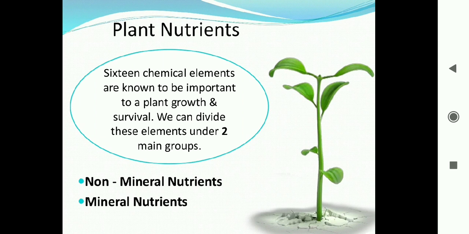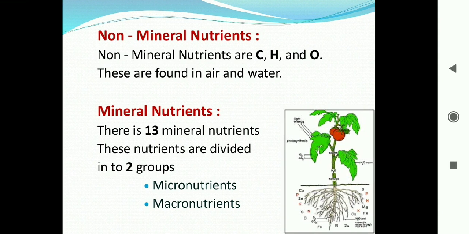So the non-mineral nutrients are those required by the plant which it gets from the air and water. These are called non-mineral nutrients, and mineral nutrients are those elements required by the plant which it gets from the soil. So it is called a mineral nutrient. As we know there are 16 elements important for plant growth and development, then what are these non-mineral nutrients and mineral nutrients?